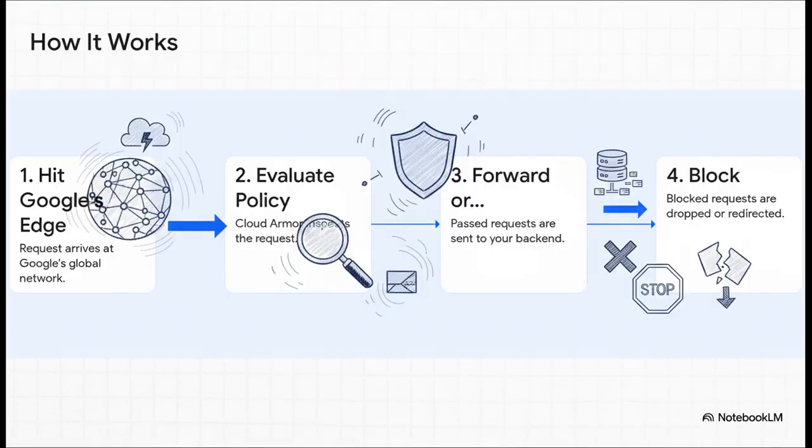Okay, so how does this actually work? What's the play-by-play? First, a request comes in and immediately hits the edge of Google's massive global network. And that's where the magic happens. Before it can go any further, Cloud Armor jumps in, checks it against the rules you've set up, and makes a split-second decision. Legitimate traffic gets through, and everything else gets dropped. It's fast, it's decisive, and it happens right at the front line.